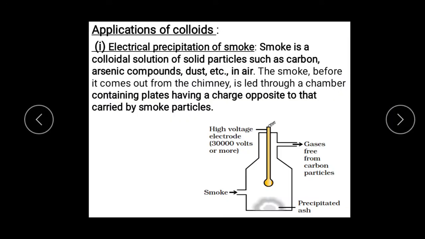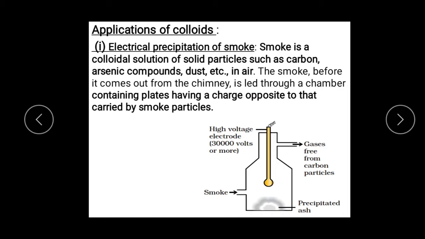Now next topic is application of colloids. Now under application of colloids, first one is electrical precipitation of smoke. Smoke is actually a colloidal solution of solid particles such as carbon, arsenic compounds, dust, etc. in air.